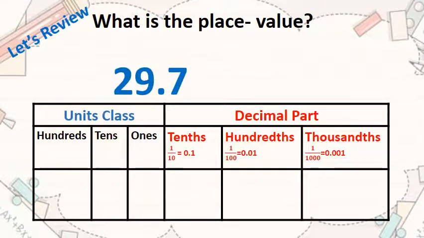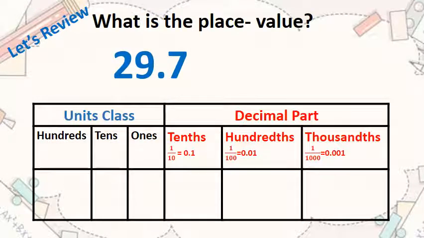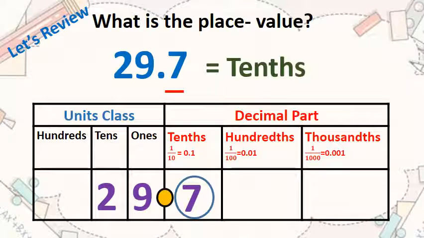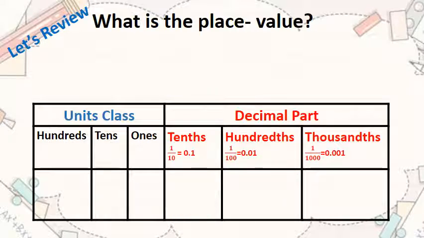So what's the place value? If we have the number 29.7, what's the place value of the number 7? So let's put the number in the place value table. We have decimal point 9, 2, 7. So where is the 7? It's in the tenths. So the place value of it is in the tenths.